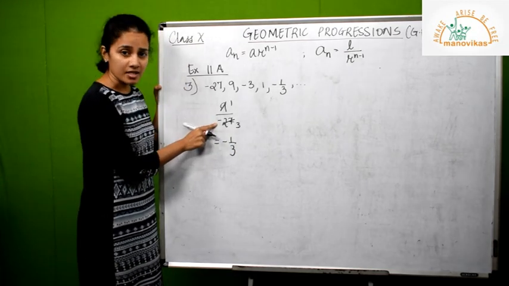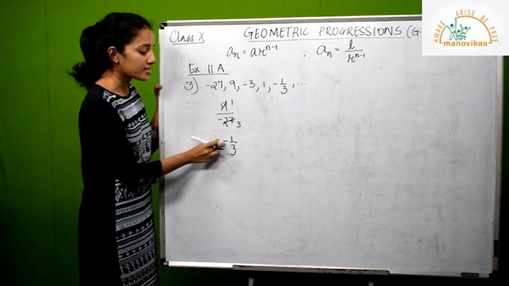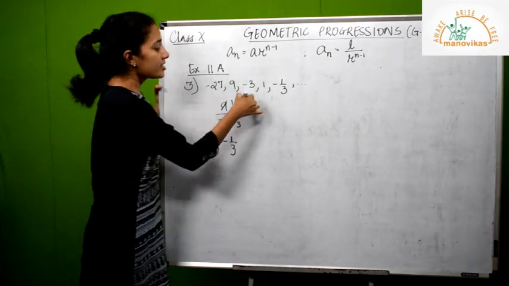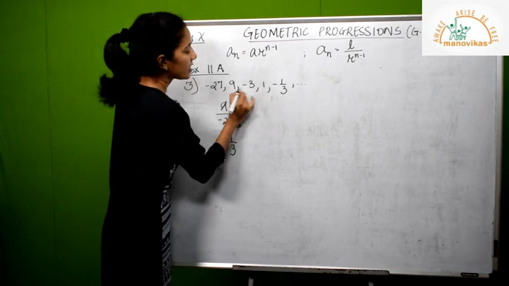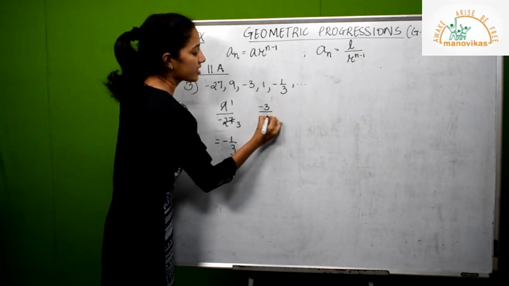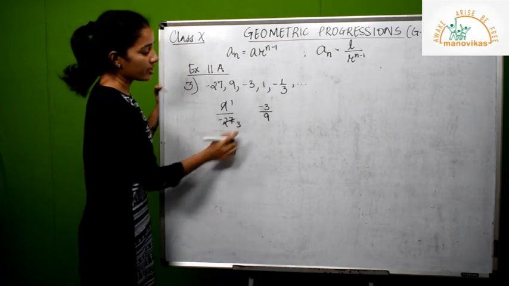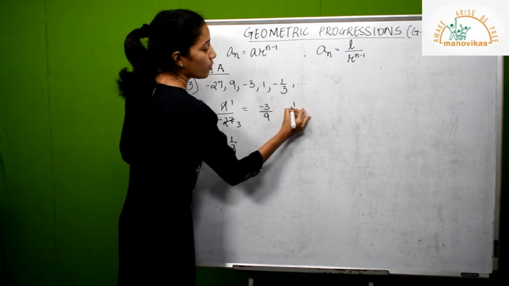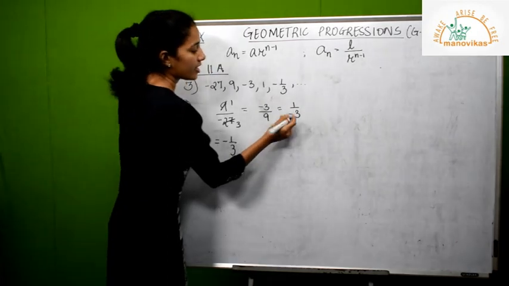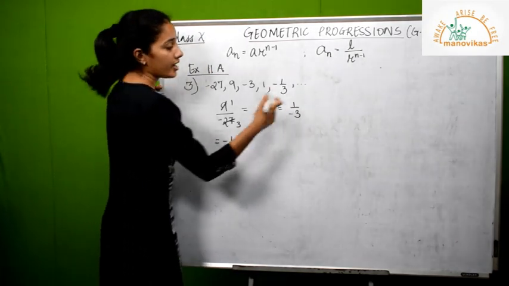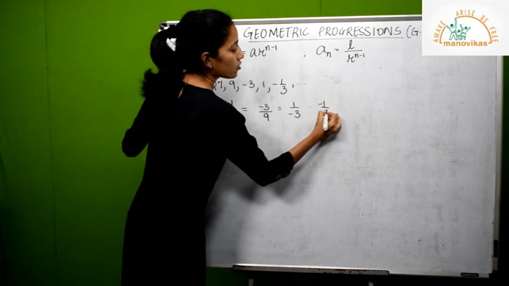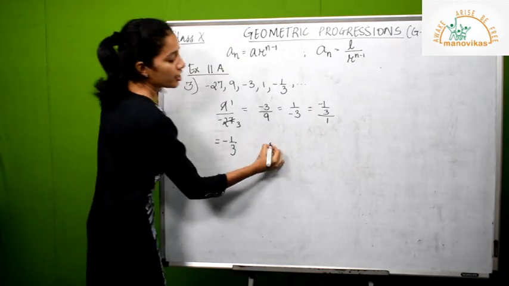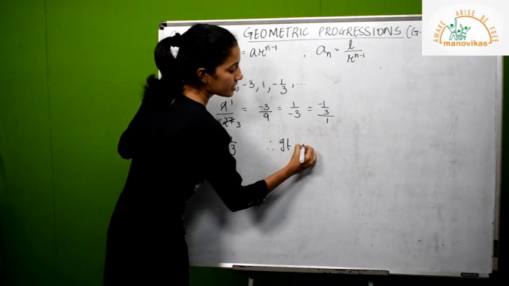Notice that the negative sign is in the denominator, but when you are writing it, that negative sign is common to both the numerator and the denominator. Let us check for the next one. The second term over here is minus 3 divided by 9, which is also the same, and you will get it as minus 1 upon 3. Let us check for the next one. 1 upon minus 3 is the same as negative 1 upon 3, and similarly negative 1 upon 3 divided by 1 is the same as negative 1 upon 3. So therefore it means that it is a GP.